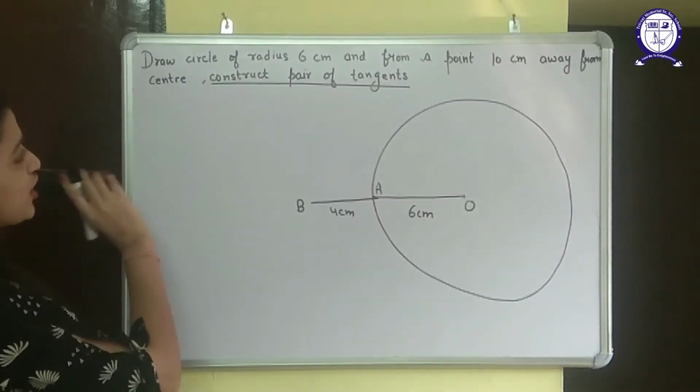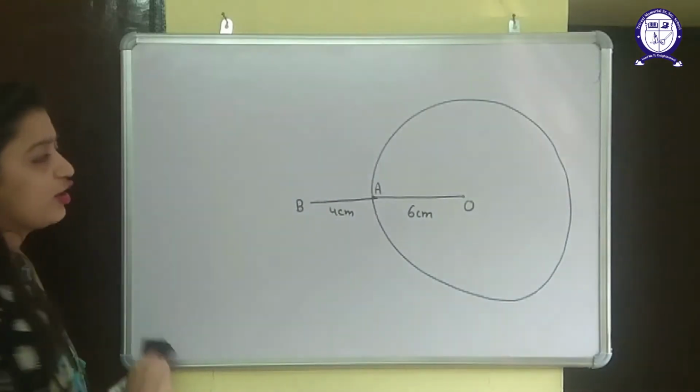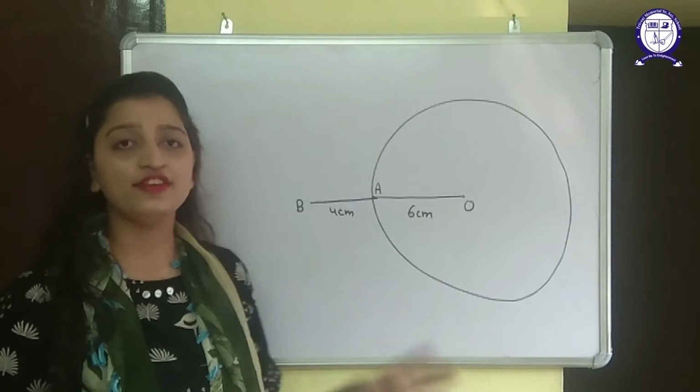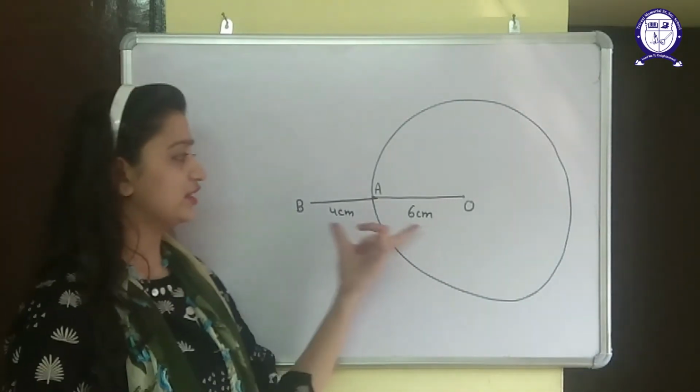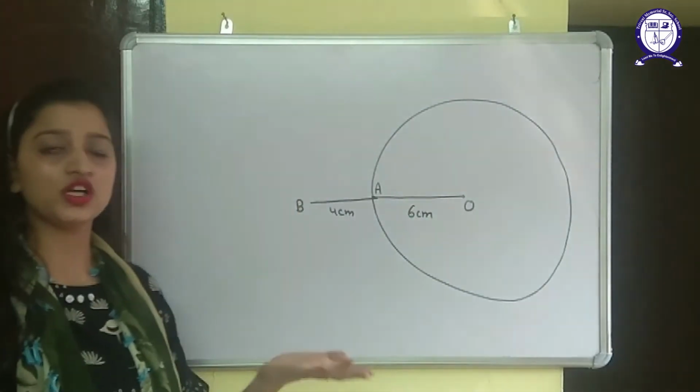Now I need to construct the pair of tangents. In this construction, I will draw another circle with the diameter OB. OB will be the diameter of the new circle.